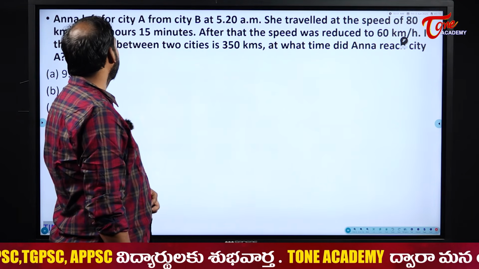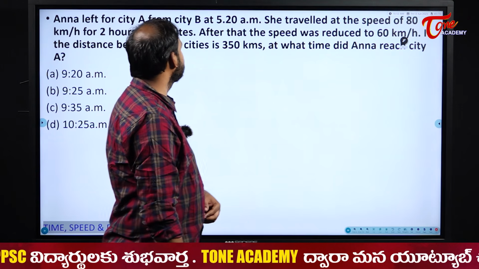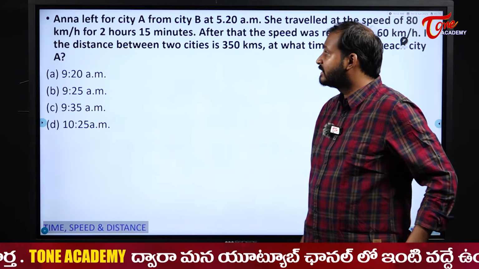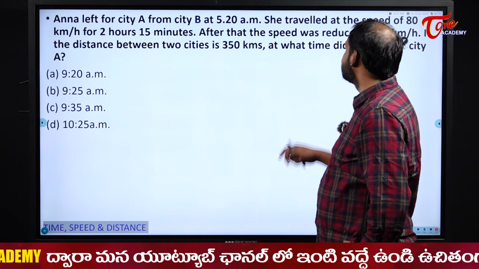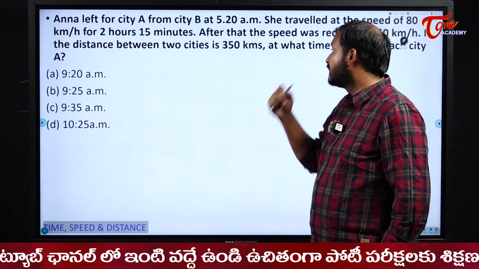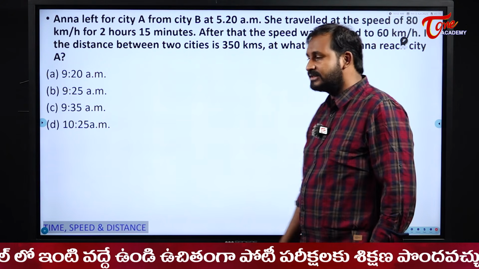Next, Anna left for city A from city B at 5:20 a.m. She travelled at the speed of 80 km/h for 2 hours 15 minutes. After that, the speed was reduced to 60 km/h. If the distance between two cities is 350 kilometers, at what time did Anna reach A?